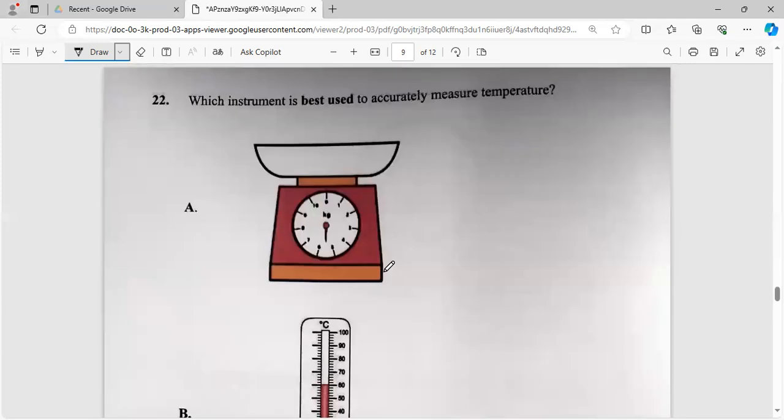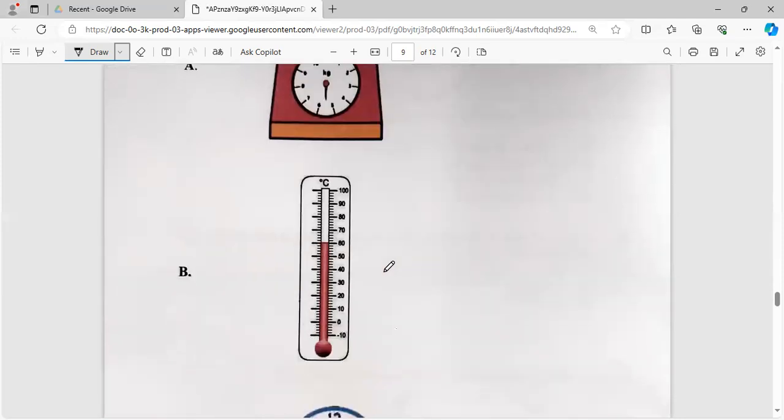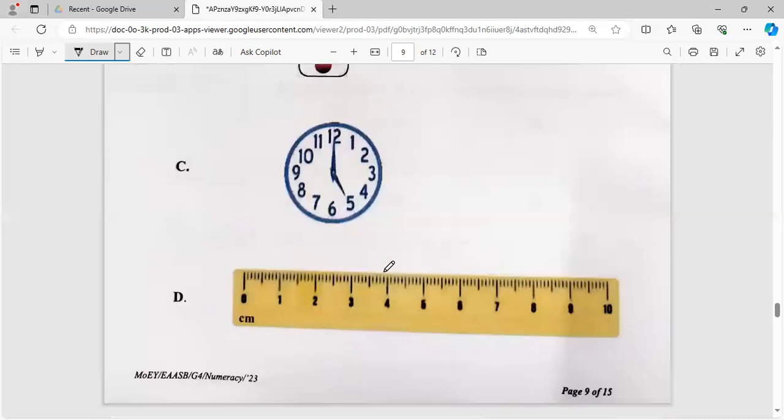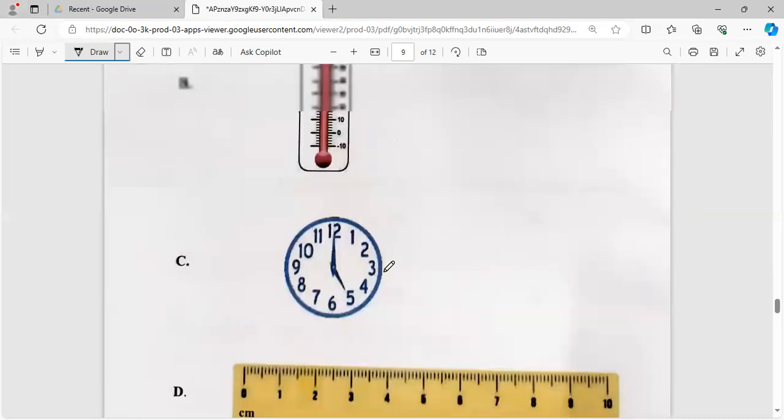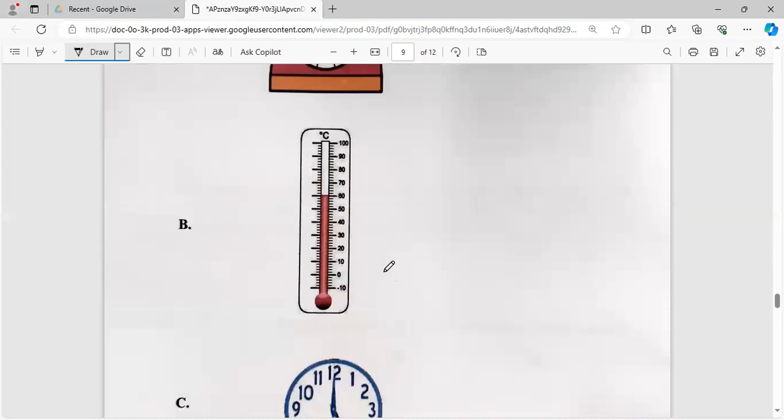Alright, let's look at this one. Which instrument is best used to accurately measure temperature? Is it a scale, the thermometer, the clock, or the ruler? And that, of course, is the thermometer. Alright, let's complete this paper, guys.